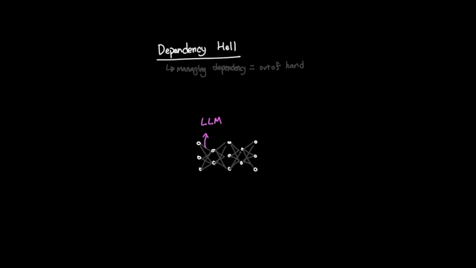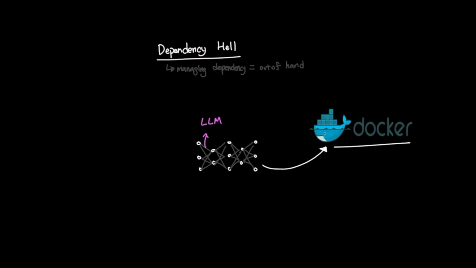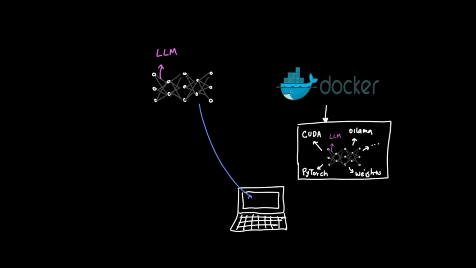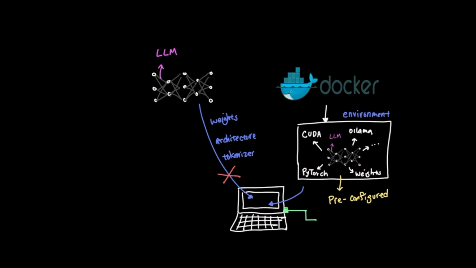In order to manage the dependency hell in LLMs, one of the most popular methods is by using Docker. The idea behind Docker is actually quite simple. Instead of downloading each model's artifacts like weights, architecture, and tokenizer, you run the environment that actually has all of its dependencies pre-configured. In other words, instead of running LLMs directly on your machine, you run a virtual environment on your machine and interact with LLMs running in that environment through an open port.